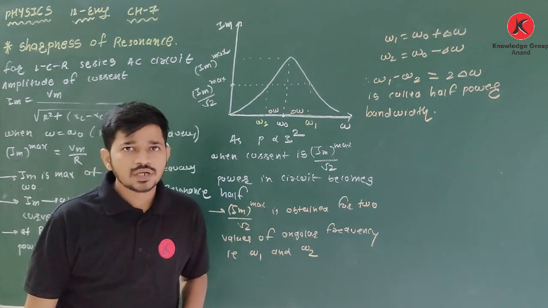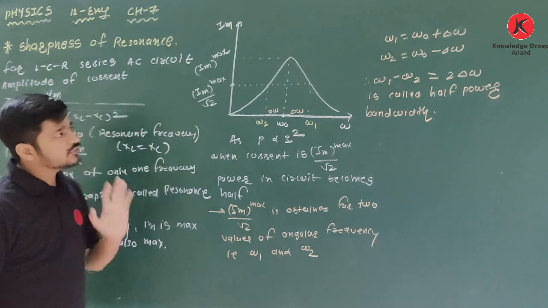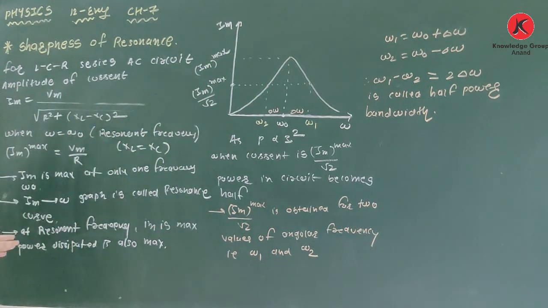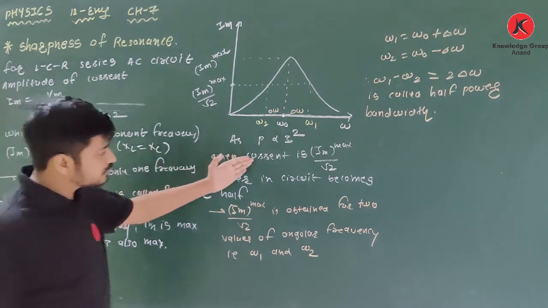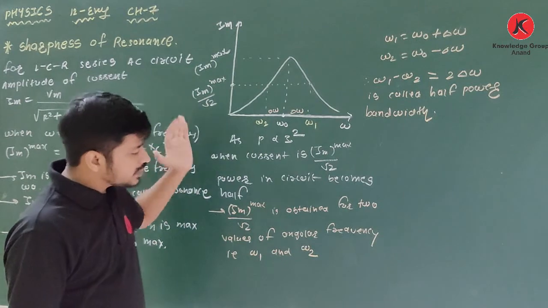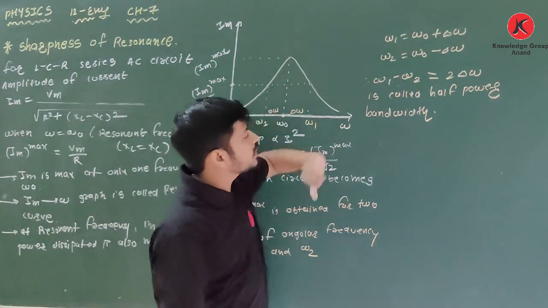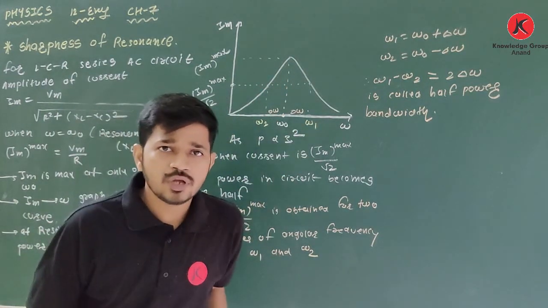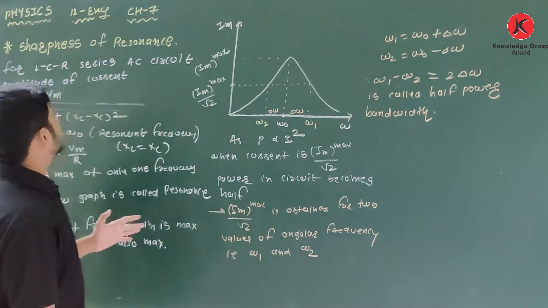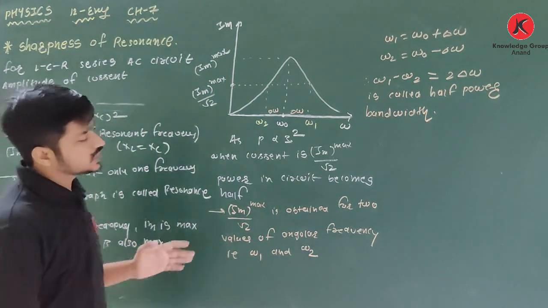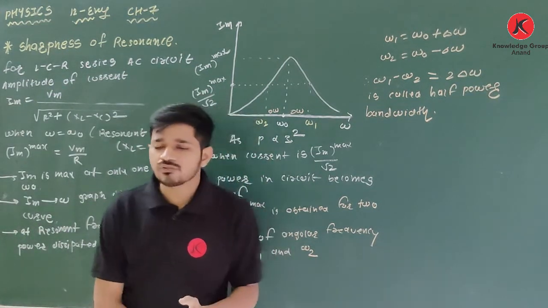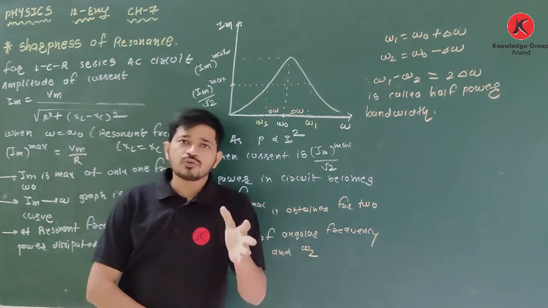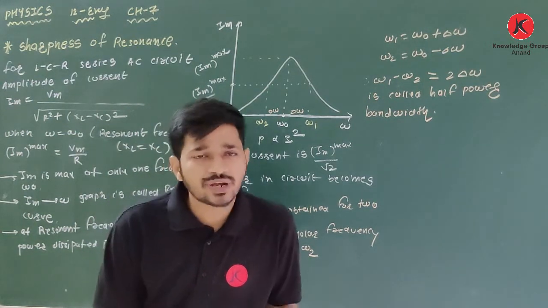Clear about this? These points you have to remember: what the resonance curve is, and at which value of current the power becomes half for two different frequencies. Now, what is the meaning of sharpness of resonance? For that, we have to obtain one equation of the Q factor. What is the Q factor? That we will see.